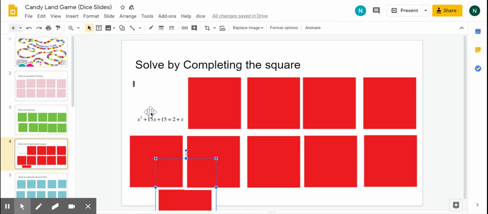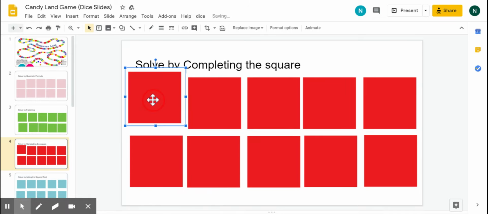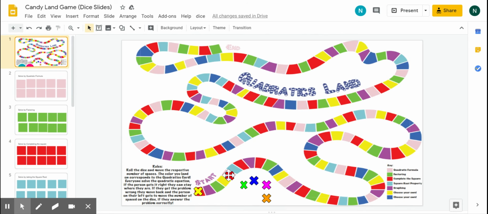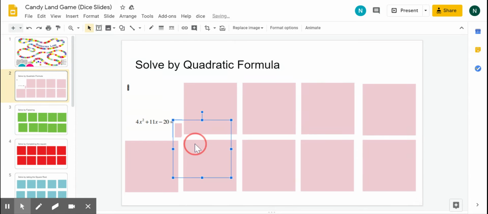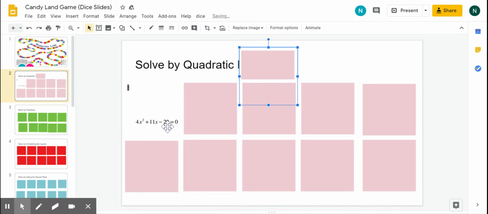So on my work page that's attached in Canvas, if you want to print it out, or you can just write on a sheet of paper, you are going to solve this problem and you need to show your work. When you're done, make sure you cover the piece back up. And then your friend at the same time is going to solve a pink card. So again, take away the pink. You're going to solve this problem by using the quadratic formula.